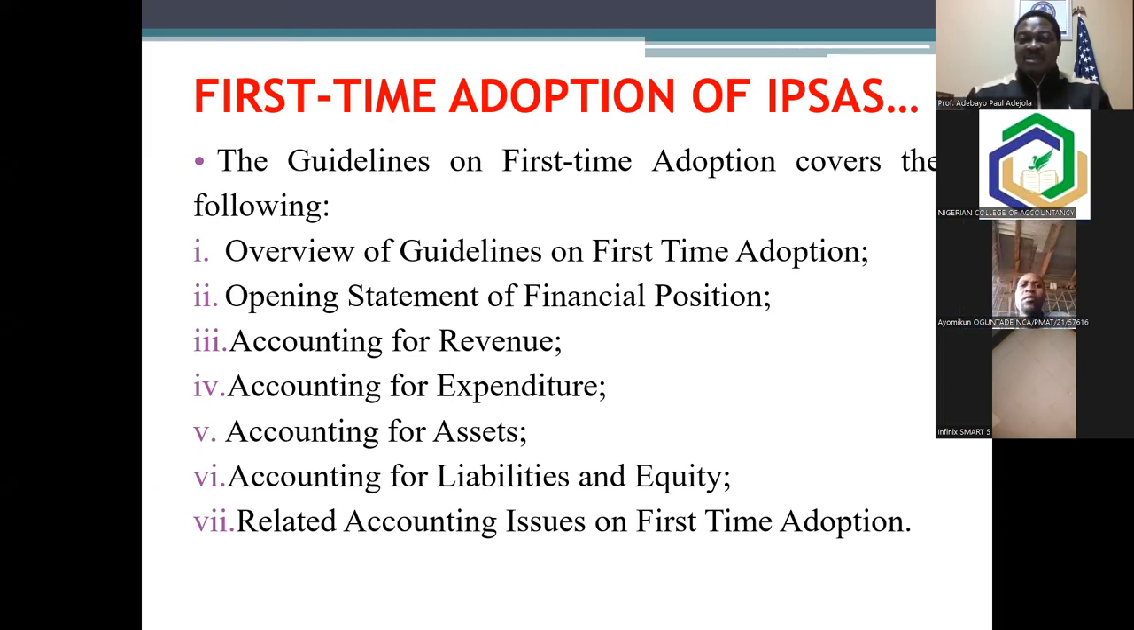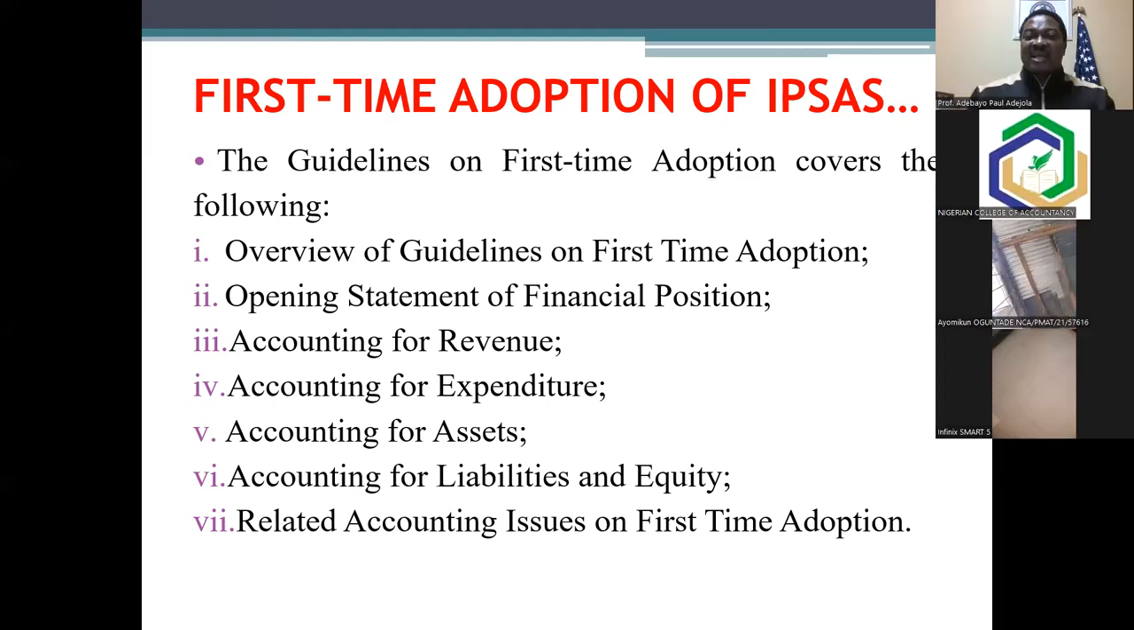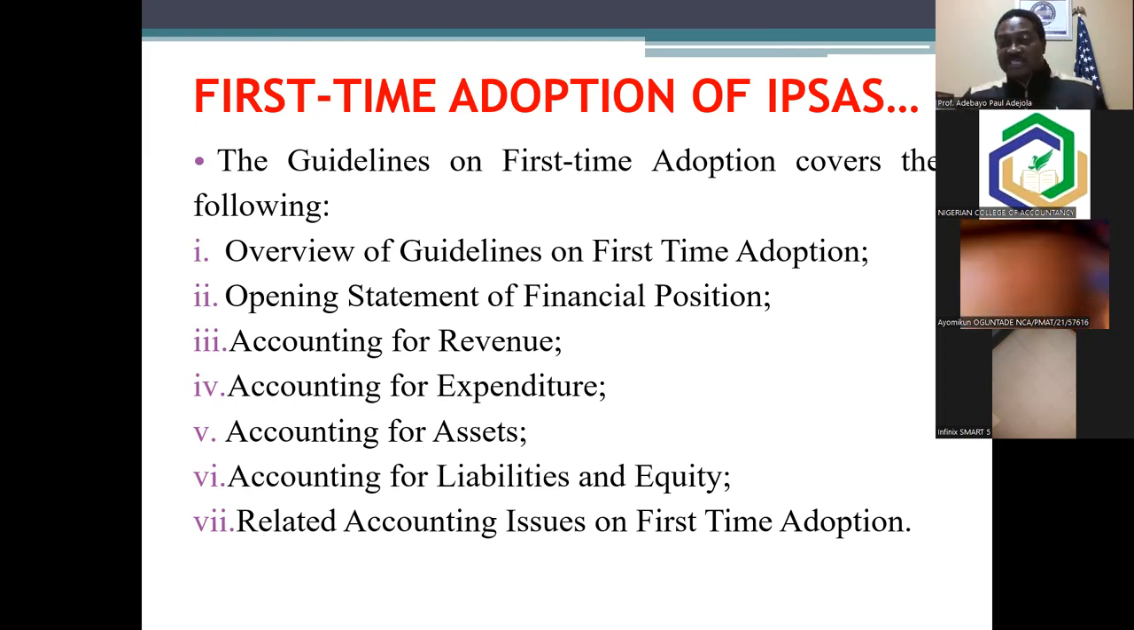Then we say the guidelines on first-time adoption also cover accounting for revenue, accounting for expenditure, accounting for assets, accounting for liabilities and equity, and related accounting issues on first-time adoption. If you look at this, revenue, expenditure, assets, liabilities, and equity, these are the components of the IPSAS Accrual financial statements. Because once you take, for example, the statement of financial position, what is the accounting equation? Assets must be equal to what? Capital plus liabilities. Put in another word, ownership must be equal to ownership.